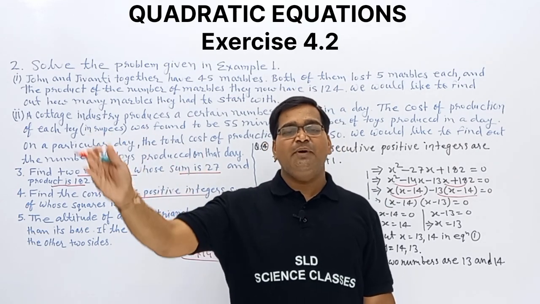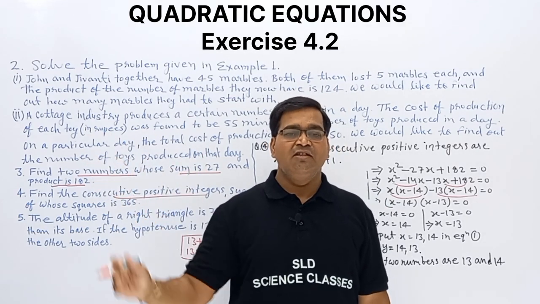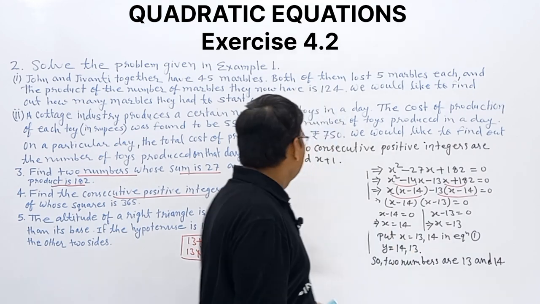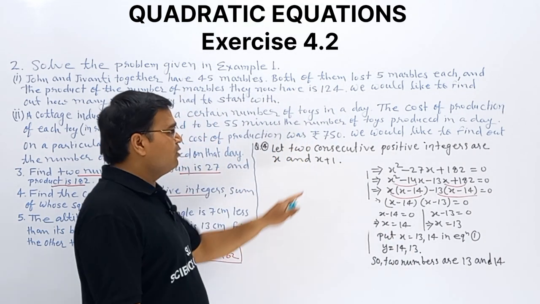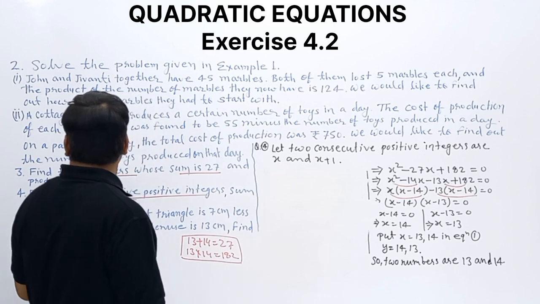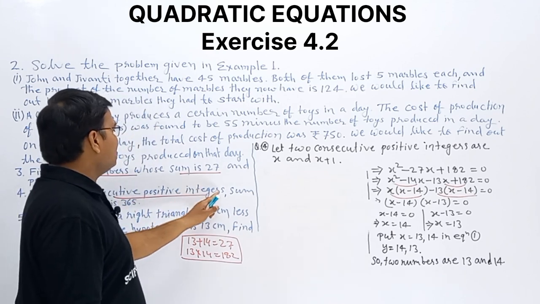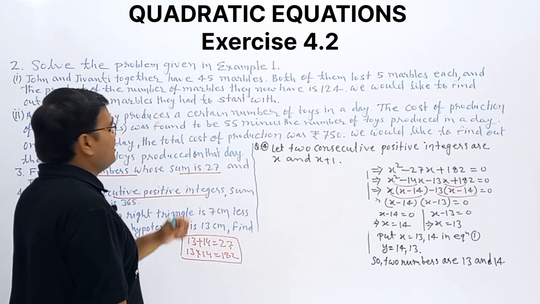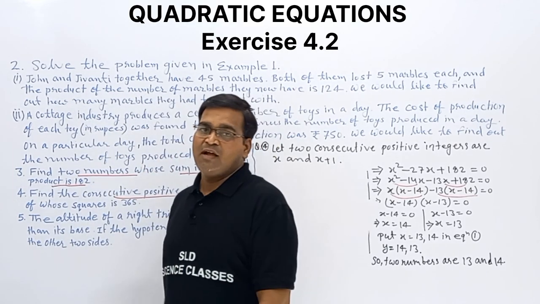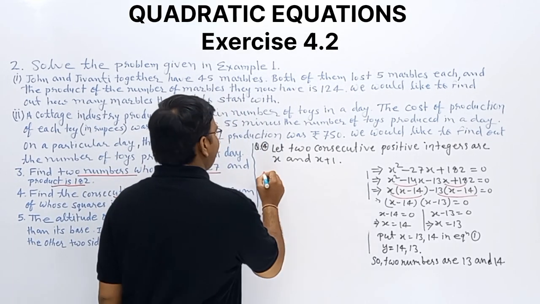2, 3, 4, 5, 5, 6, 7, 8. They are what? Consecutive numbers. So we are assuming, because we want to find the consecutive positive integers, the sum of whose squares is 365. Observe carefully. According to the question, what will we do?